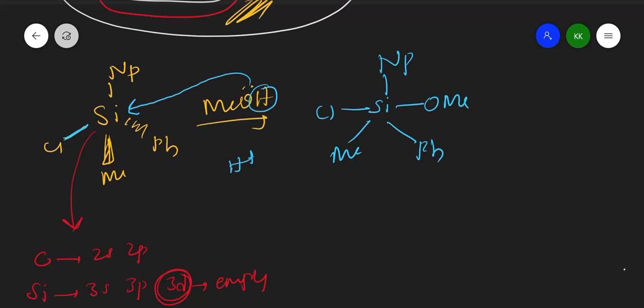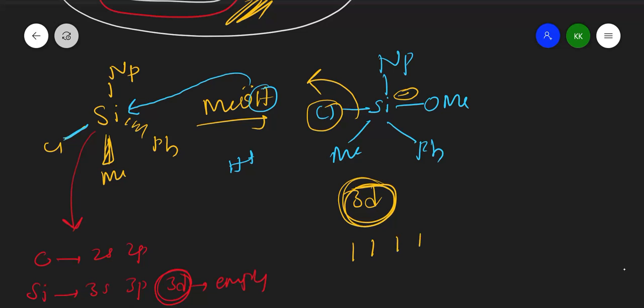Later on, this chlorine is a good leaving group. This bond is formed because silicon has an empty 3d orbital. Later, this chlorine will leave the system as it is a good leaving group. It will leave with the electron density, because the silicon has got electron density. That electron density will be present in the empty 3d orbital. So this is the 3d orbital, this is empty, and this methanol lone pair will occupy the 3d orbital.